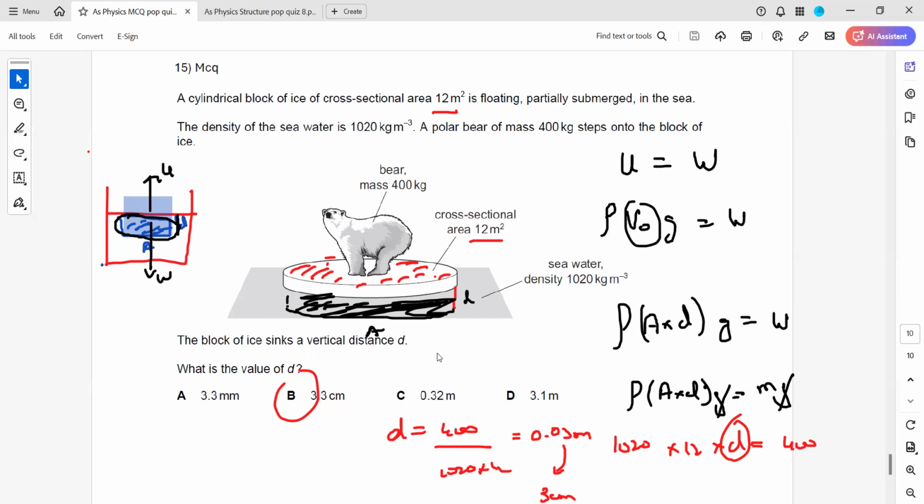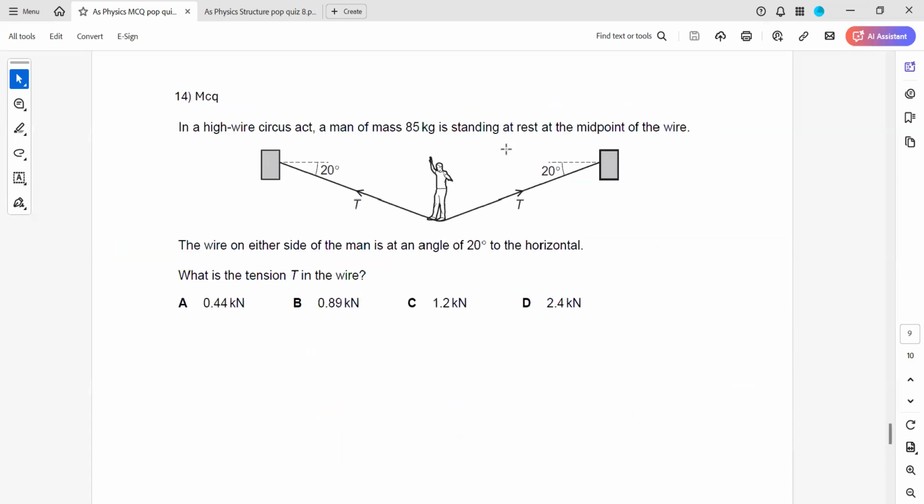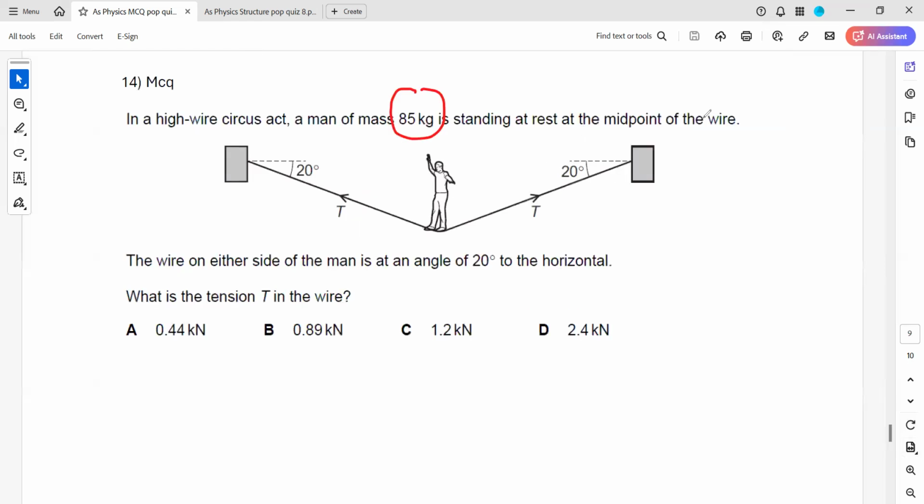Question 14 as well. In question 14, in a high wire circus act, a man of mass 85 kilograms is standing at rest at the midpoint of a wire. The tension in the string is T at an angle of 20 degrees to the horizontal. What is the tension in the wire?